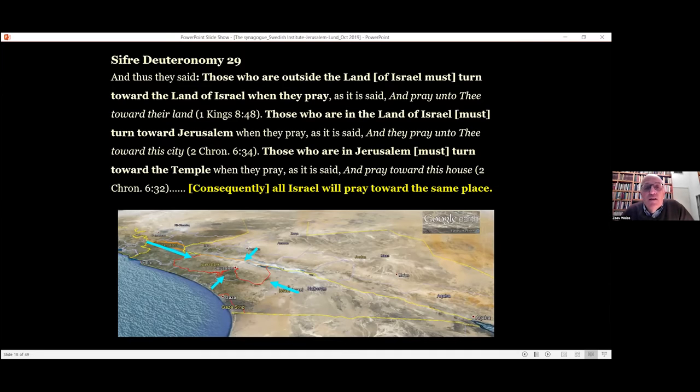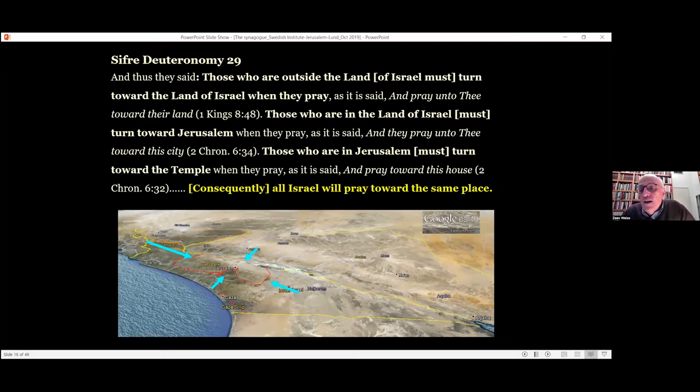And I will read only the phrases that I emphasize on screen. They said, those who are outside the land of Israel turn towards the land of Israel when they pray. Those who are in the land of Israel must turn towards Jerusalem when they pray. Those who are in Jerusalem must turn towards the temple when they pray. So consequently, all Israel will pray towards the same place. And the map really illustrates the decree stipulated in this Tannaitic source.